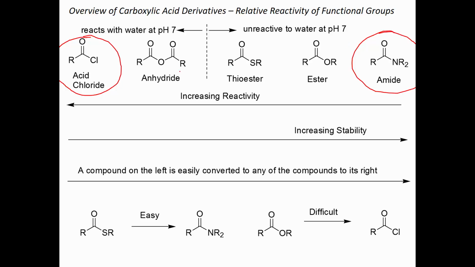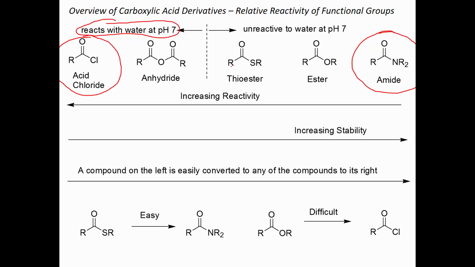The acid chloride and anhydride are not really stable functional groups because they react with just plain old neutral water without any acid or base additives in it. So they're not all that common in nature because nature is full of water, and any water that comes in contact with these functional groups would destroy them.